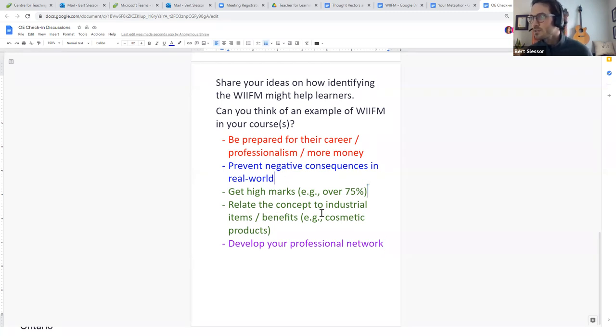So get high marks, right? Concept to industrial items. Yeah, absolutely. Develop your professional network. Yeah, I know that a lot of students at our local college, Georgian College, end up going out into the community and working. And so sometimes they forget that how much they put into an activity or an assignment or work through a process has an impact on who might hire them in the community or how they develop themselves.